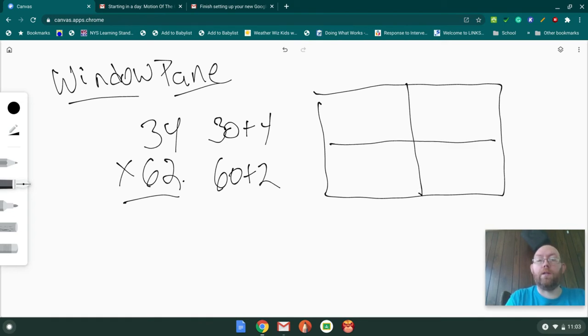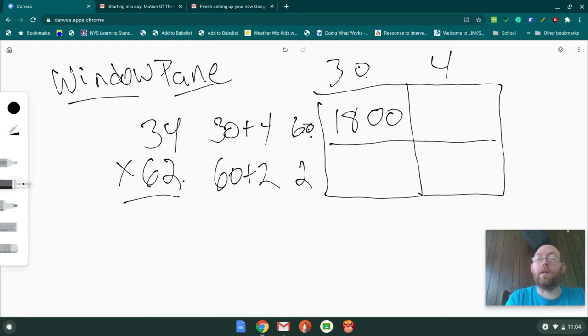It has 4 sections. I'm going to take my 30 and the 4 at the top. I'm going to put the 60 and the 2 at the bottom. Now, what I'm going to do is multiply boxes together. 60 times 30. Using my annexing zeros, I'm going to take my 2 zeros, put them in the box. So then I just have 6 times 3, which is going to be 18.